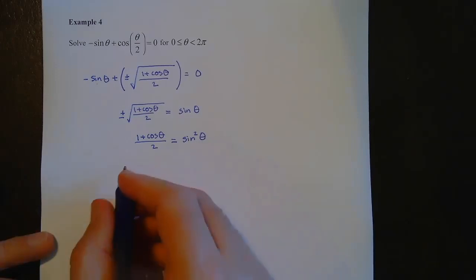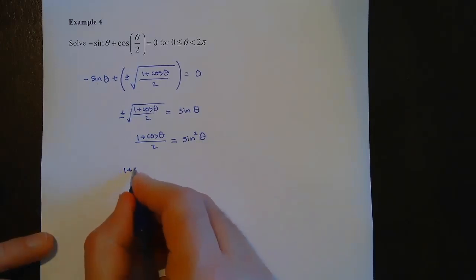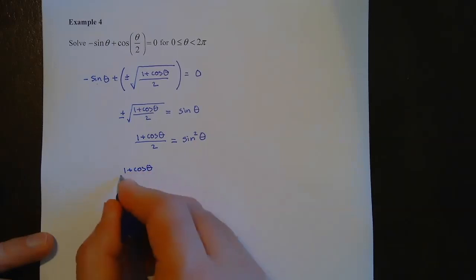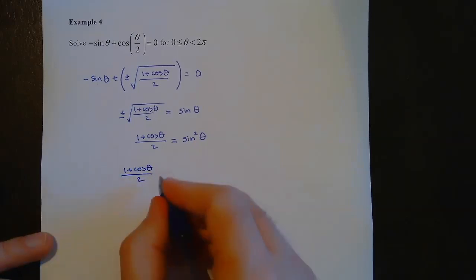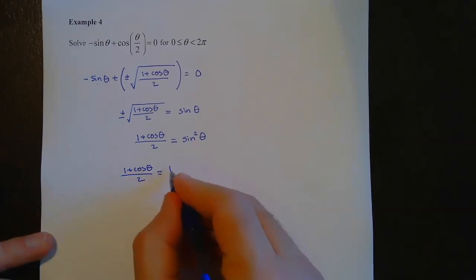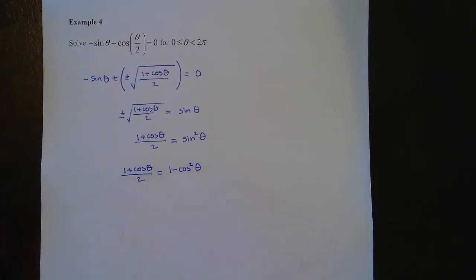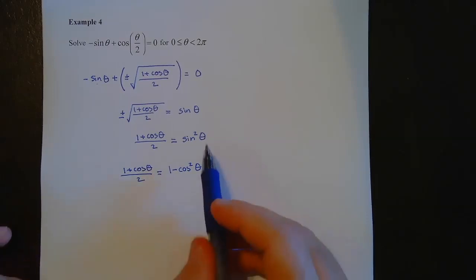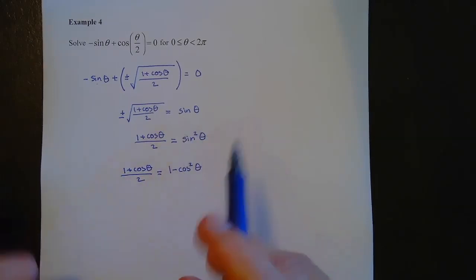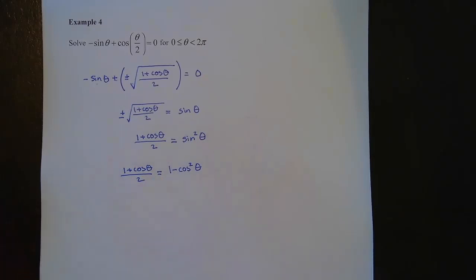So I'm going to use that. So 1 plus cosine of theta over 2 is equivalent to 1 minus cosine squared theta. And I didn't say this, but right here we squared both sides. As soon as you square both sides, you can pick up extra answers. You can pick up answers that will work for the equation that you converted it to, but don't work in the original one. So we're going to need to check our answers again, okay?